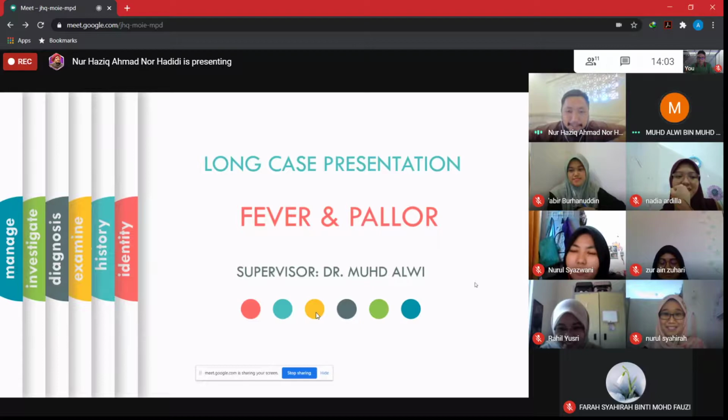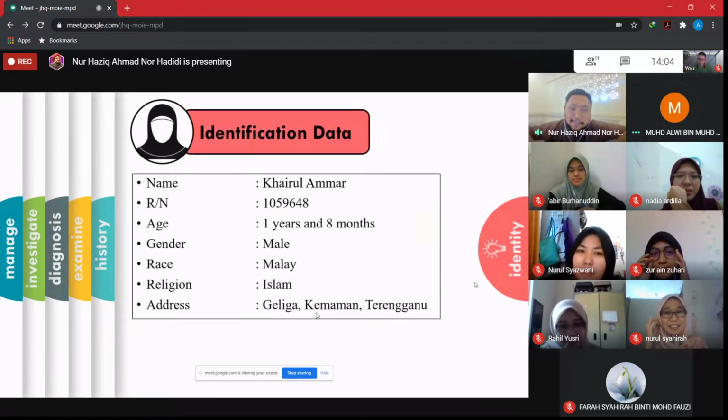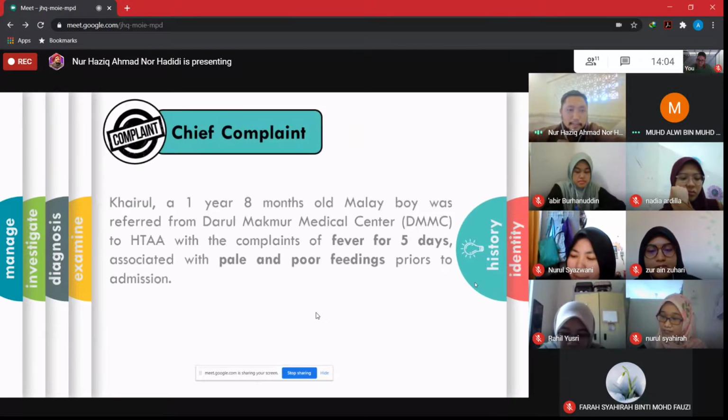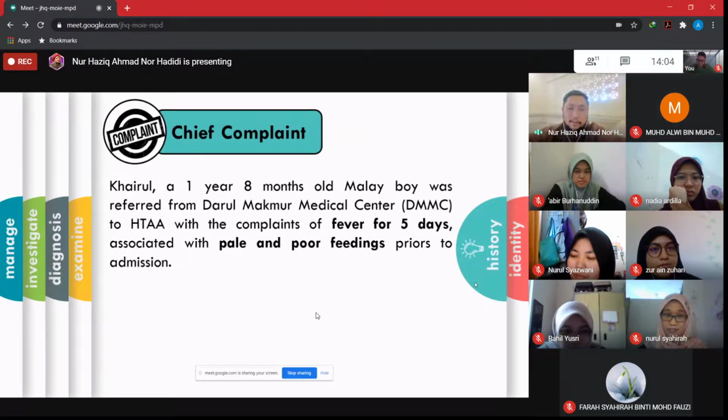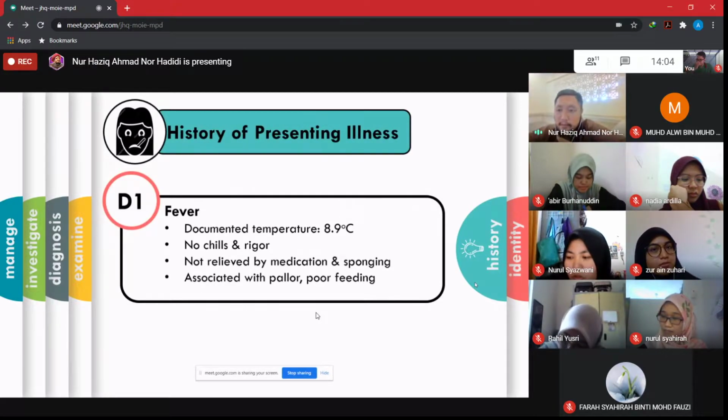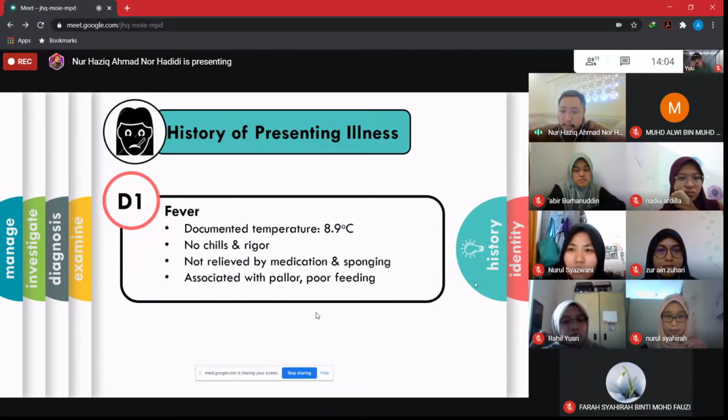Okay, bismillahirrahmanirrahim. So this is basically the identification of my patient. Name Adik Khairu Anwar, age 1 month, from Kemaman, Terengganu. So basically the chief complaint is he is a 1 year 8 month old Malay boy, who was referred from Darul Makmur Medical Center to HTAA with the complaint of fever for 5 days duration associated with pain and poor feeding prior to admission. So basically on day 1 of fever, he was apparently well until 5 days prior to admission, whereby he started to have fever.